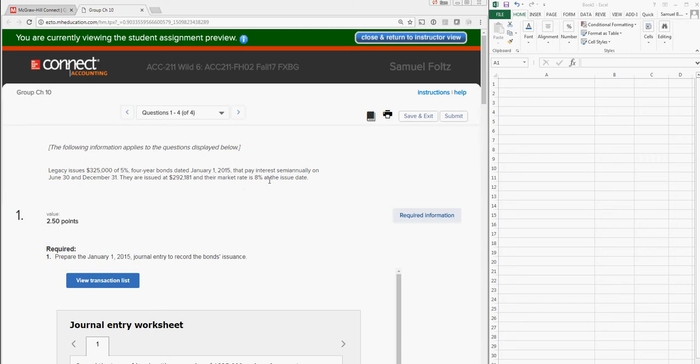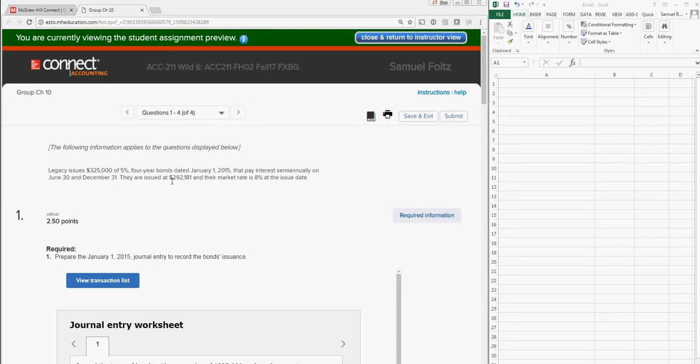Recalling the lecture on bonds, we know that $325,000 is the face value or par value of the bond. If it pays 5%, that's an annual percentage rate. Therefore, if it pays twice a year, it's really paying 2.5% every 6 months. And then when we see that they're 4-year bonds, we know that because they're paying interest semi-annually, we'll have 8 interest payments to look at.